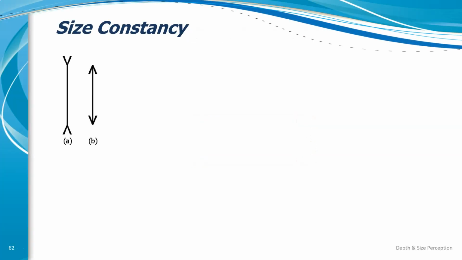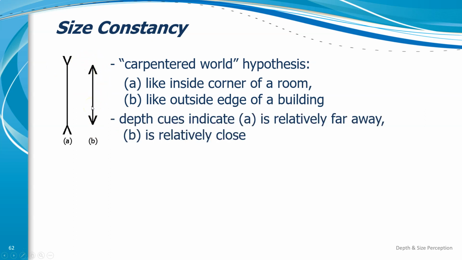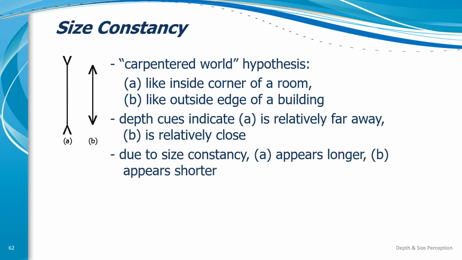Gregory's explanation for the Miller-Lyer illusion is called the carpentered world hypothesis. The Western world is carpentered. That is, it is built out of straight pieces of wood, and there are a lot of 90-degree angles. So, A is like the inside corner of a room. It's concave. B is like an outside edge. It's convex, I guess. So again, these implied depth cues suggest to us that A is farther away, B is relatively close. Our size constancy scaling mechanism kicks in.